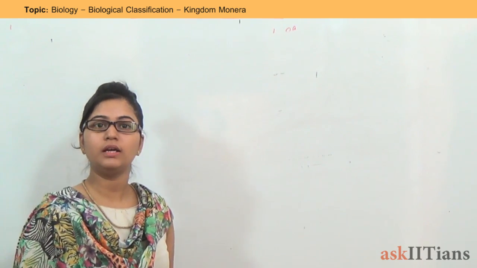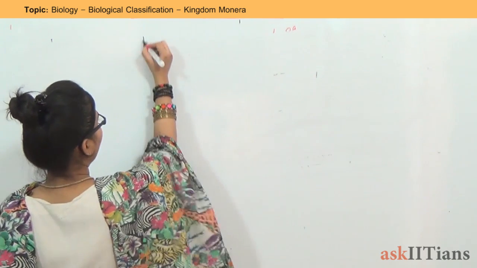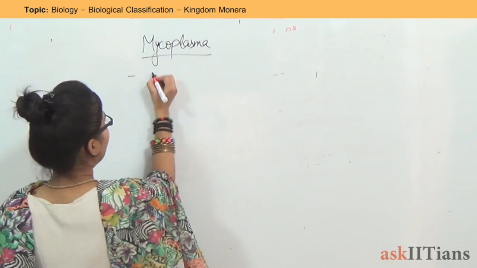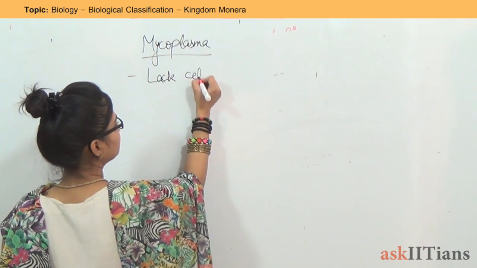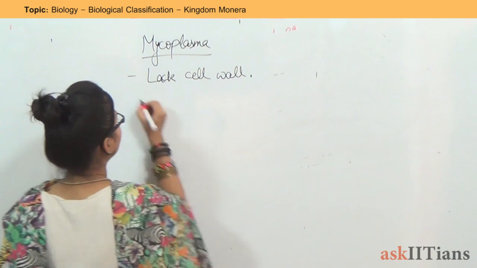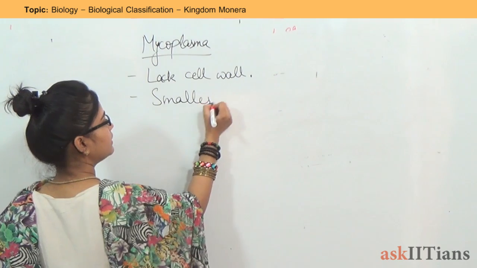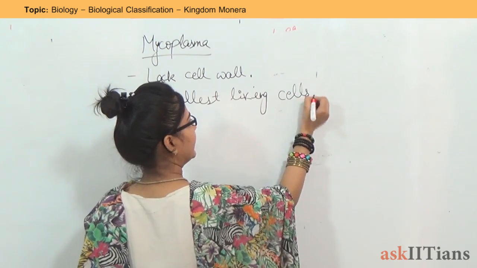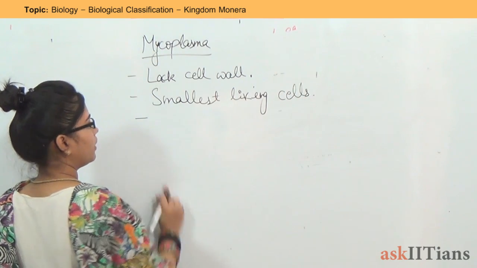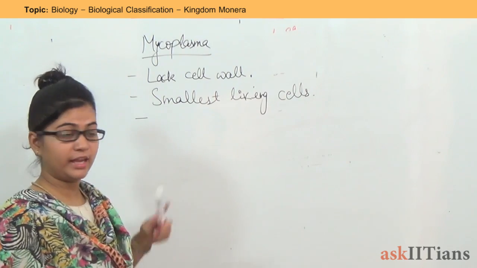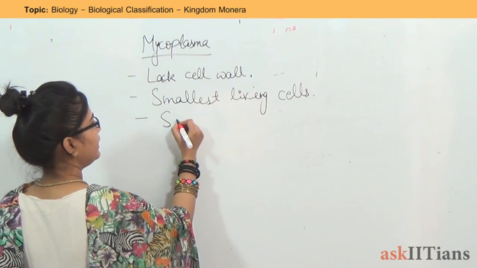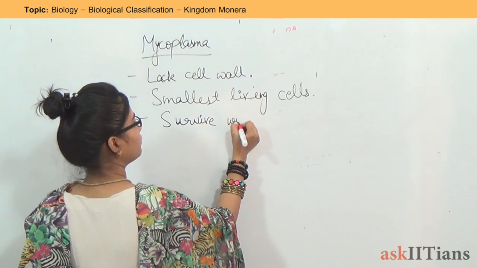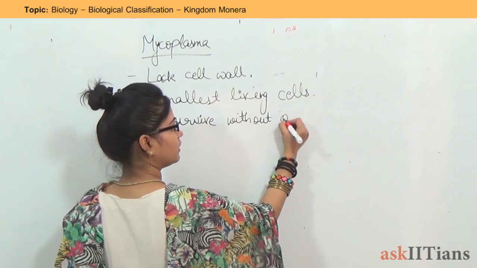examples that come under kingdom Monera. Now comes mycoplasma. They lack a cell wall. They are the smallest living cells. Keep noting down all these properties, all these characteristics. Okay? You have to note down each and every characteristic. They can survive without oxygen.